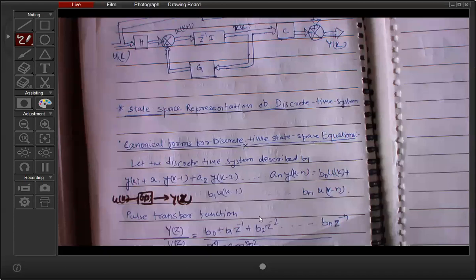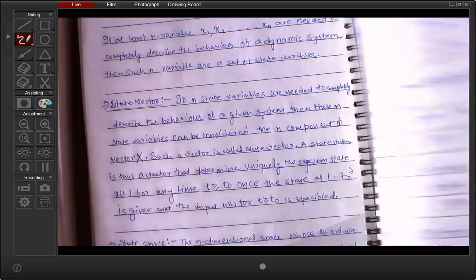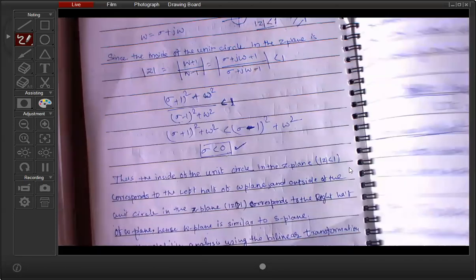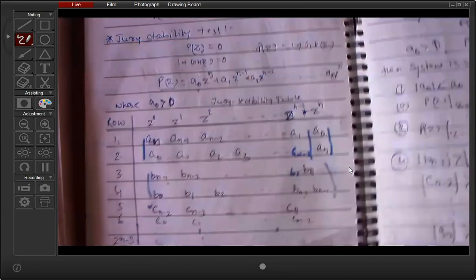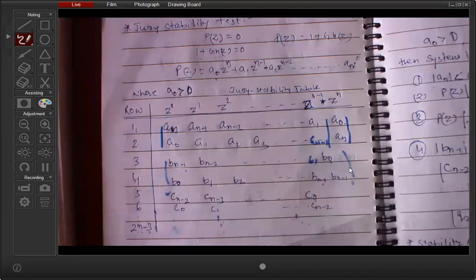In the last class, I discussed the stability analysis of discrete control systems using the Jury stability criteria and using bilinear transformation. Yes or no? So today I will discuss some numerical problems based on the Jury stability criteria. So write down problem number 1.